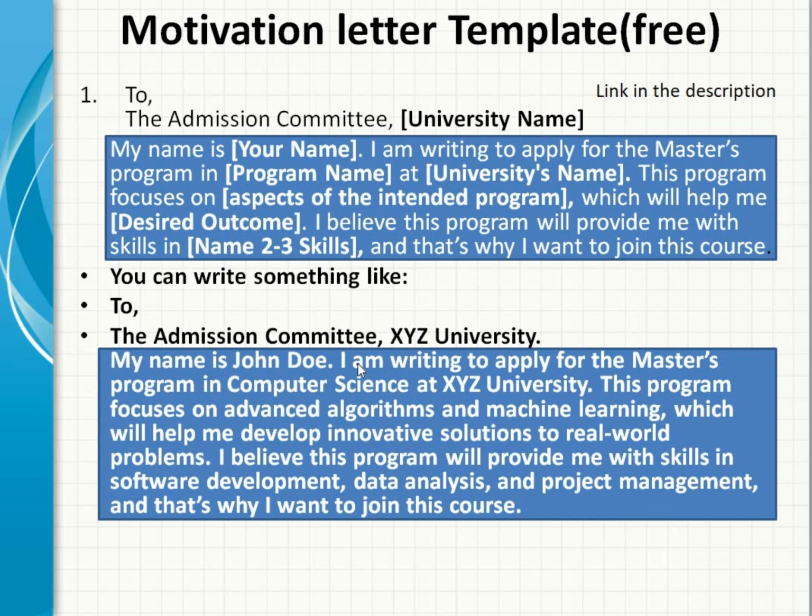My name is John Doe. I am writing to apply for the master's program in computer science at XYZ University. This program focuses on advanced algorithms and machine learning, which will help me develop innovative solutions to real world problems. I believe this program will provide me with skills in software development, data analysis, and project management, and that's why I want to join this course.